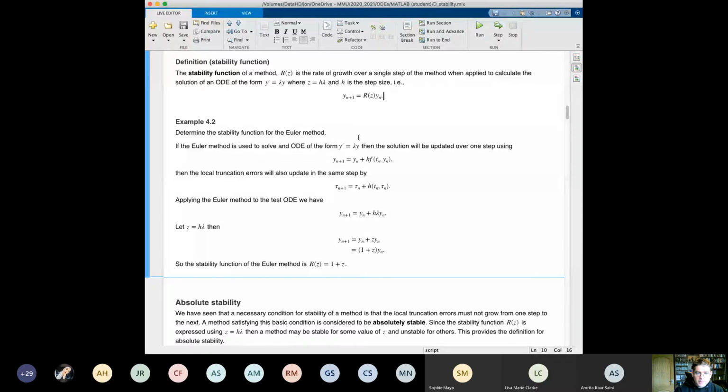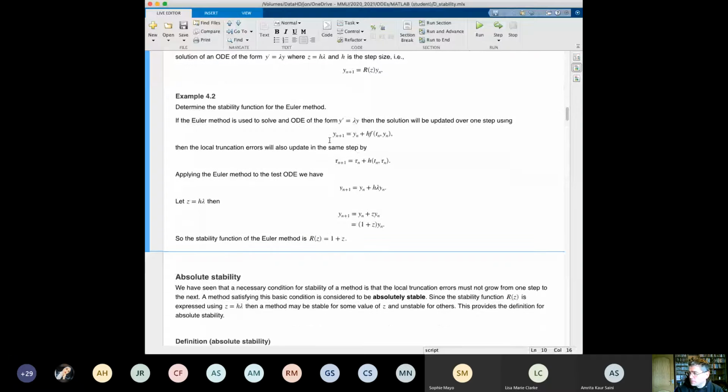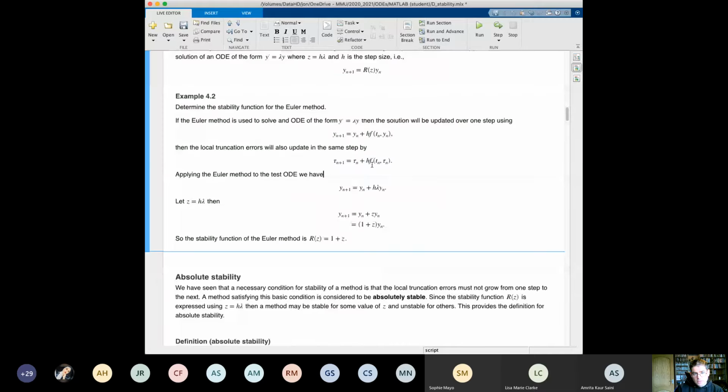So if we have a look at the Euler method, okay, so this is the Euler method, should be familiar to you by now. Okay, so what we mean by this is our tau, our local truncation errors, also follow the same method. Okay, I just notice there should be an f there. I don't know whether that's the same on your notes. I just put that in. Okay, so there should have been an f there.